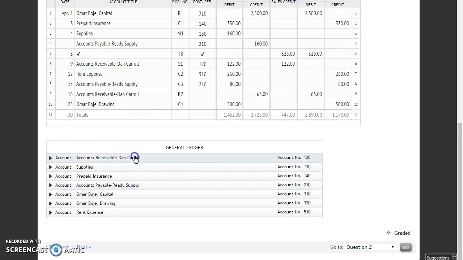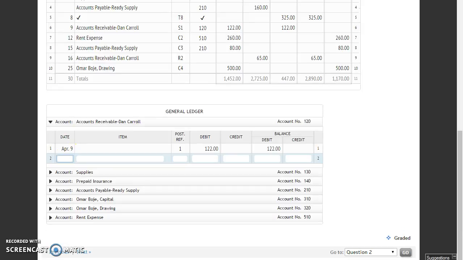Okay, next one is for accounts receivable. So we received a payment. Again, we don't need to repeat that date. So 16. We're going to fill in post reference journal page number 1. We have a credit here of $65. We have a debit normal balance, but we have a credit taking place. Therefore, we are going to subtract. This person owed us $122. They just made a payment of $65, so it's decreasing what they owe us. They still owe us $57. Account number 120 up top.